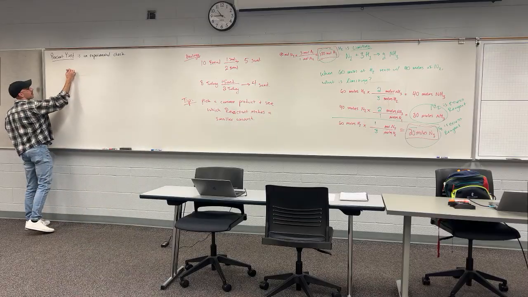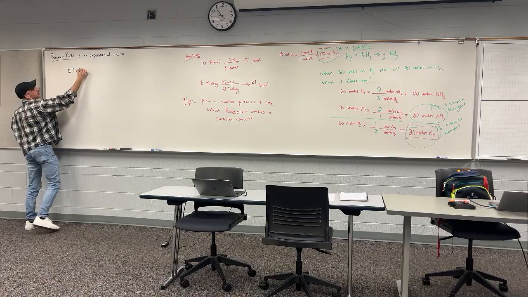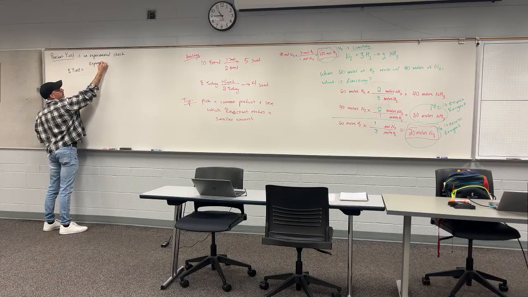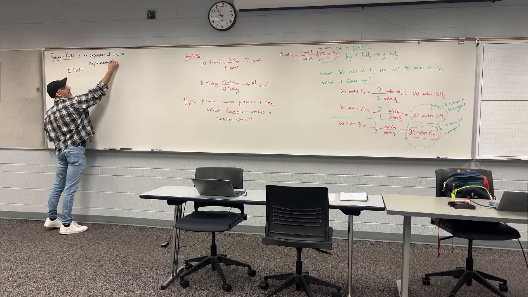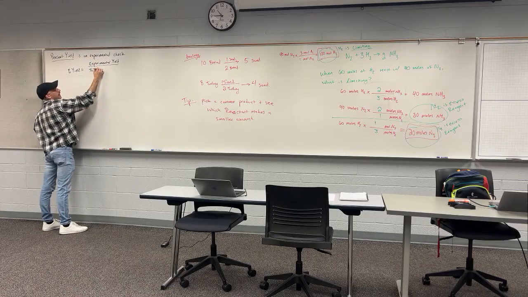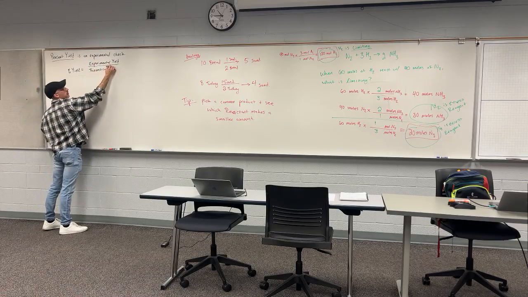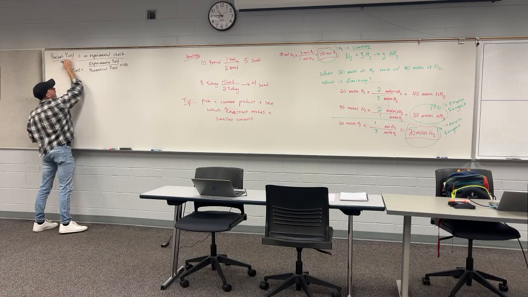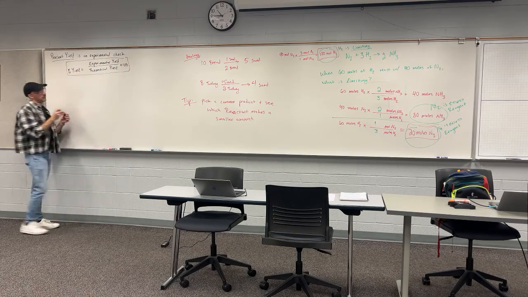Percent yield is calculated as the experimental yield, or the actual yield, divided by the theoretical yield. And then, of course, as with every percent, we multiply by 100.